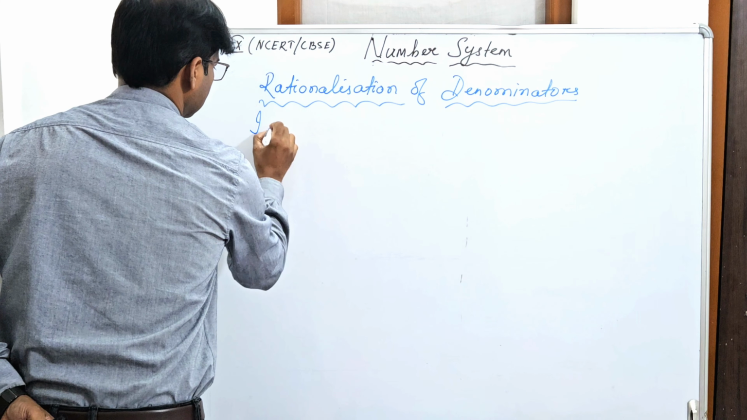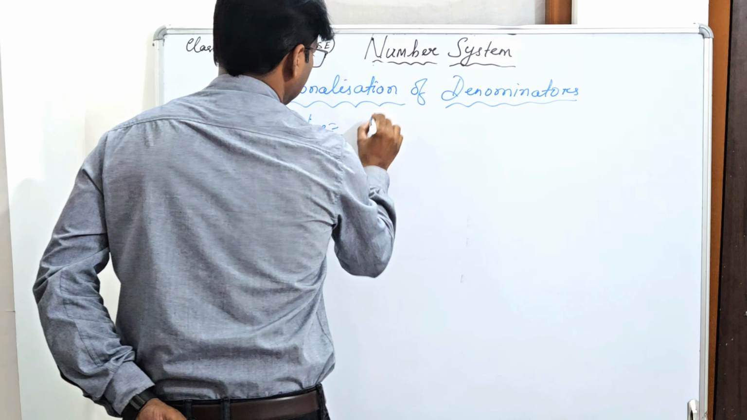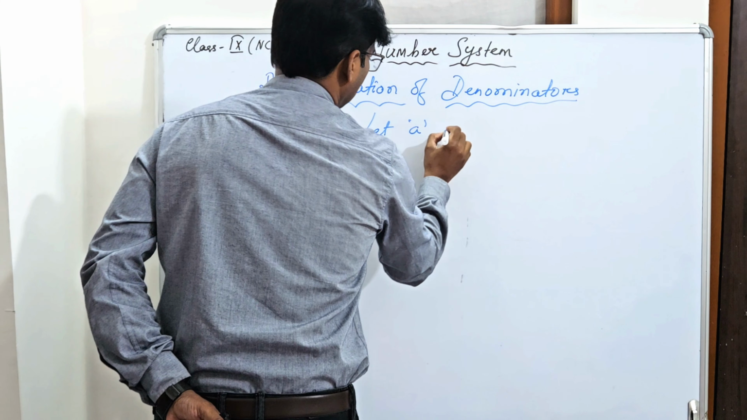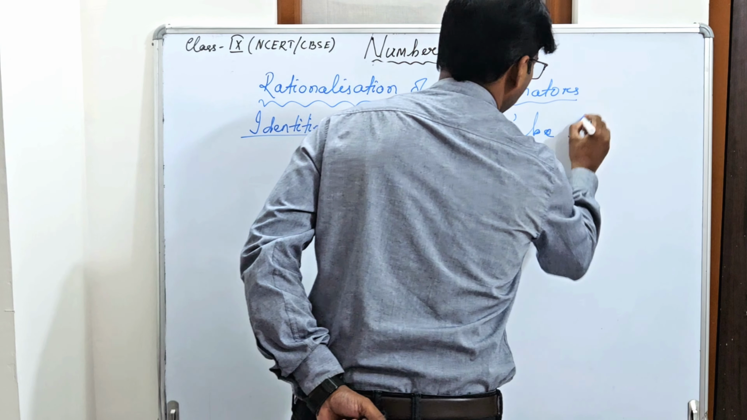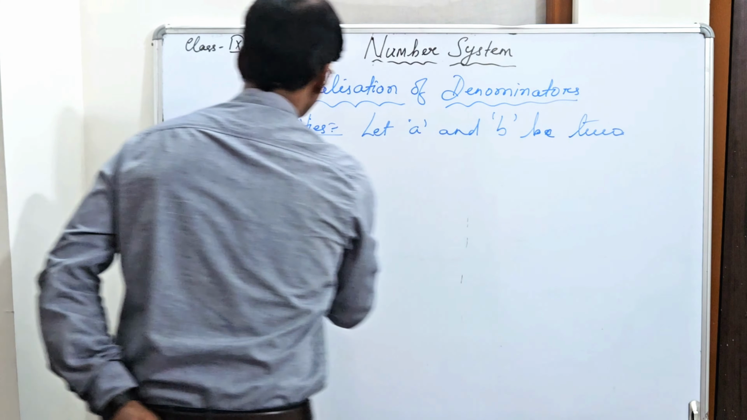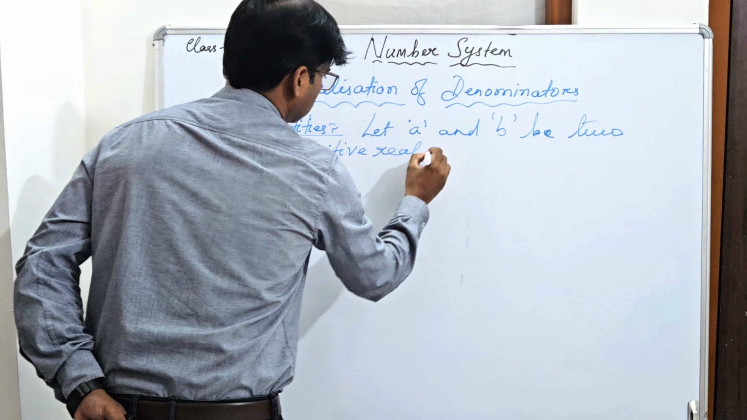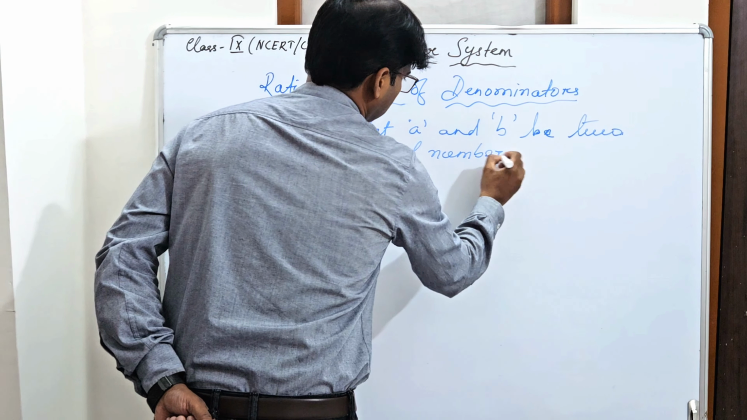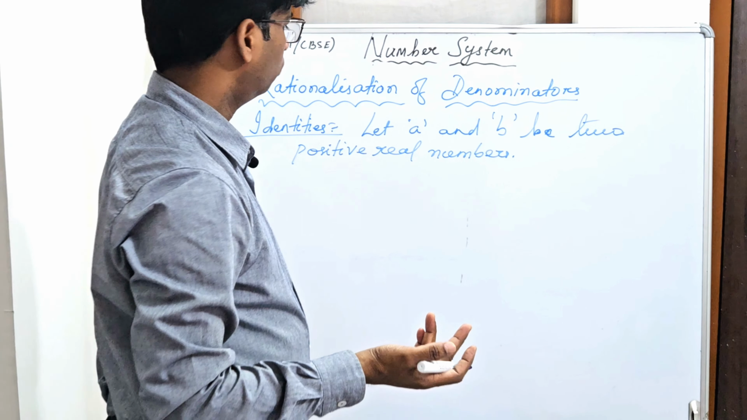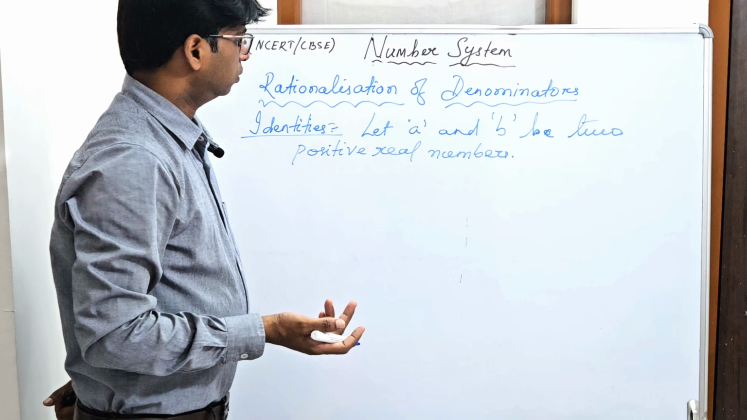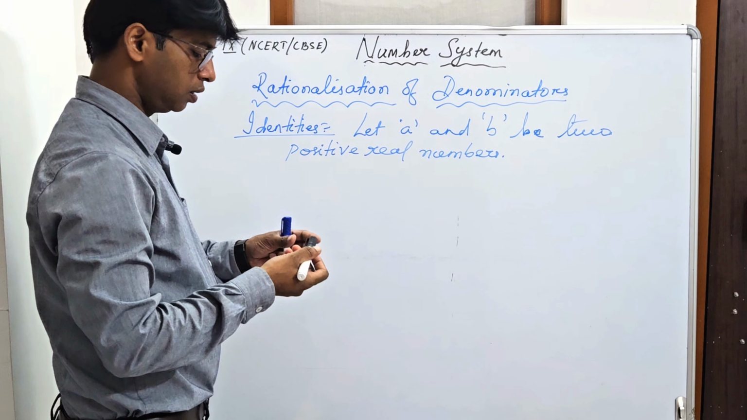So what are the identities? Let us write down first. I will be writing here, let a and b be two positive real numbers. I hope we understood what real numbers means. That includes both rational and irrational. So that type of numbers you have to choose and they should be positive. Related to this, let us discuss some identities.